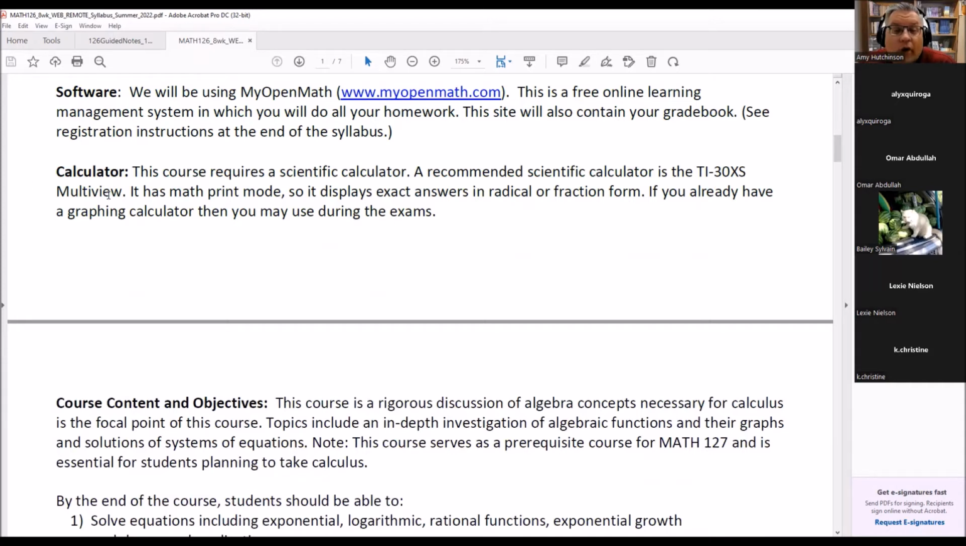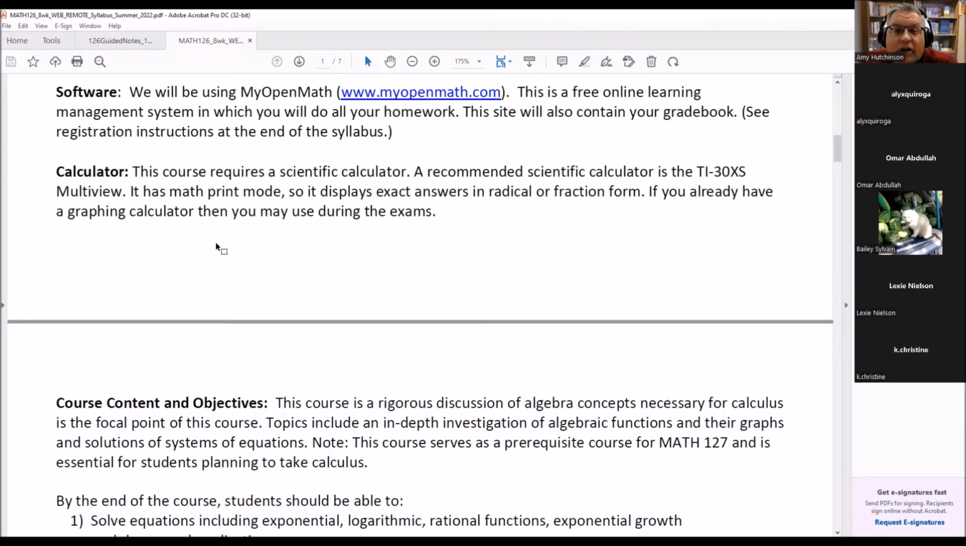It's one of them I recommend. It's like a $10 calculator you can find in a lot of places. The reason why I recommend this one is it's got the math print mode. And so that way it'll display a fraction as an actual fraction and not a decimal instead. And then it also displays exact answers with radicals and stuff like that. So that's a calculator I recommend.